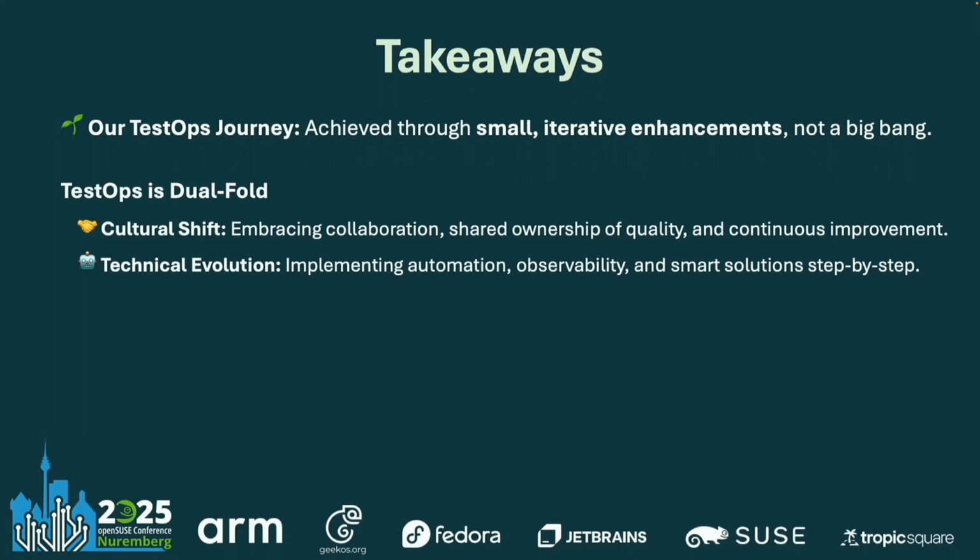Second, it's crucial to understand that TestOps is more than just implementing new tools or scripts. It's truly a twofold shift. It's a cultural shift within the team, fostering closer collaboration between development and QE, making quality a shared responsibility, and cultivating a mindset of continuous learning and improvement. And yes, it's also a technical evolution: strategically adopting automation for infrastructure and testing, gaining deep observability into our processes, and implementing smart solutions like targeted test selection and synthetic monitoring.